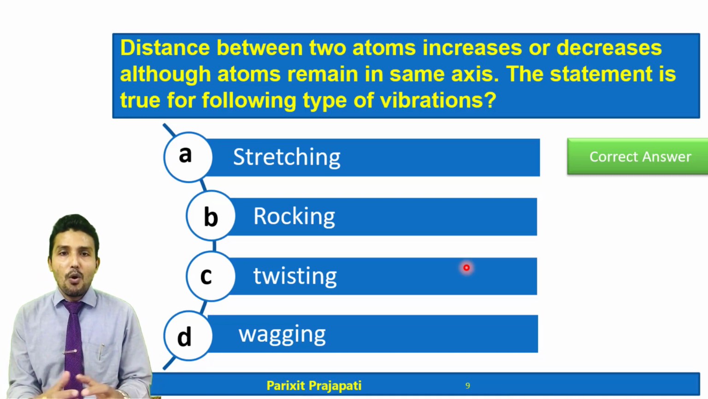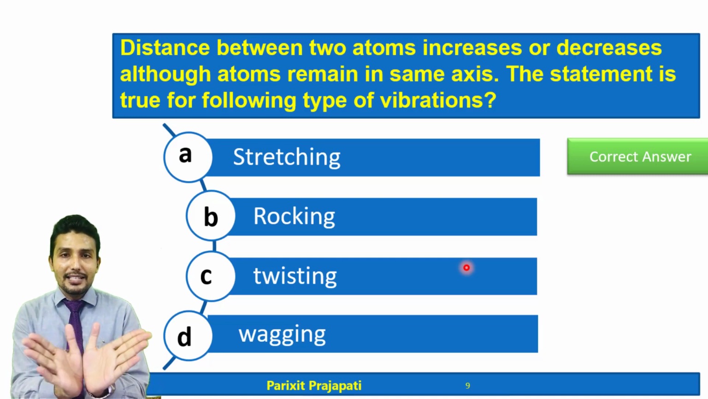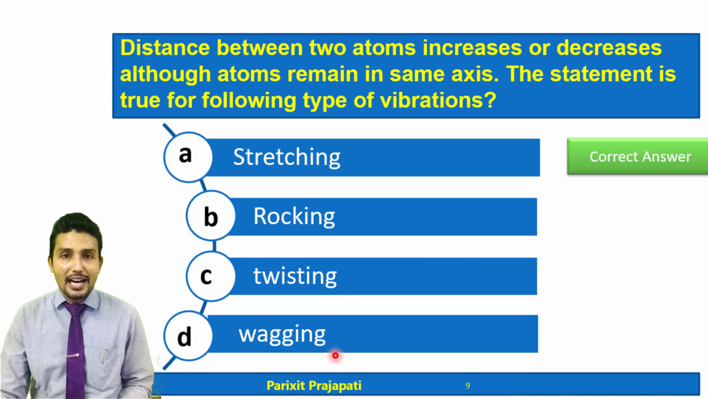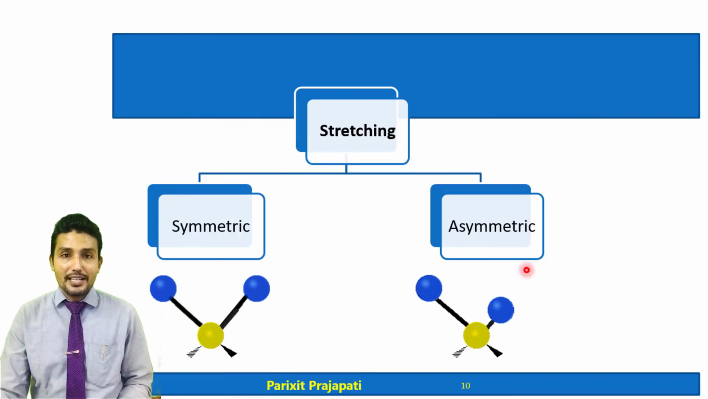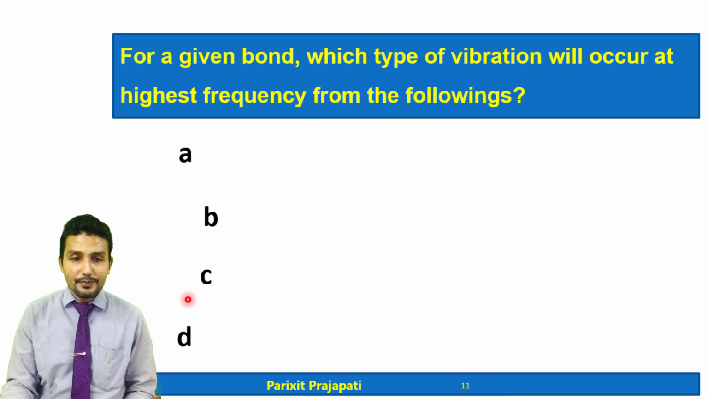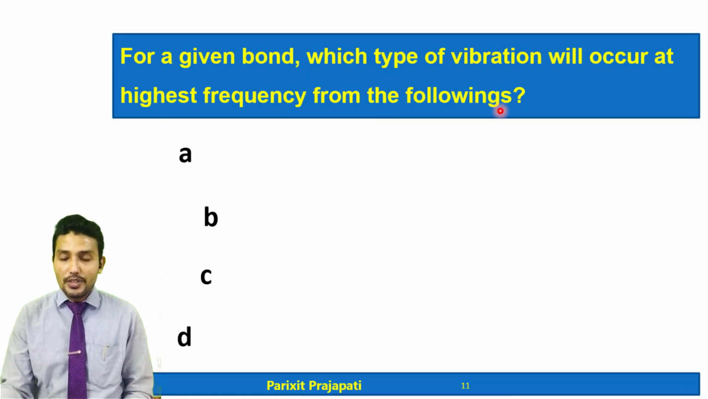In a stretching vibration, bond length gets changed, but bond axis remains the same. While in a bending type of vibration, bond angle gets changed. So here rocking, twisting, and wagging are types of bending vibration, while stretching has the same axis, and in that bond length may increase or decrease. You can see here this example of symmetric stretching and asymmetric stretching. Bond length is getting changed but axis remains the same. For a given bond, which type of vibration will occur at highest frequency of the following?